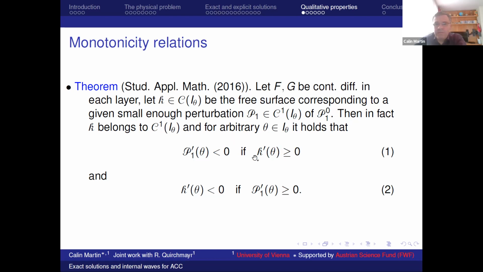And we have that derivative of K greater than 0 implies the derivative of the pressure is less than 0. And if the derivative of the pressure is greater than 0, then the derivative of the function defining the surface is less than 0. So this would tell that if the pressure is increasing, then what will happen with the surface? The height will decrease. So this is something one expects. And this is similar for the relation 1.